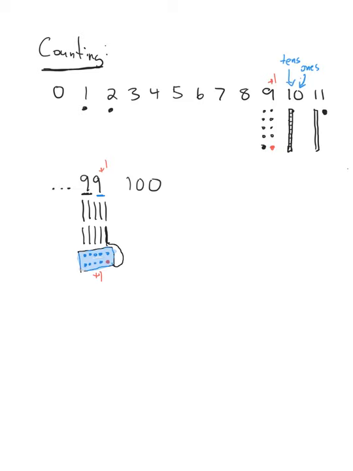So now I have 10 tens. But if I have 10 of something, I can always regroup them. So I'm going to take these 10 tens and I'm going to regroup them into 100. So now I have 1, 2. Let me draw that a little bit better.